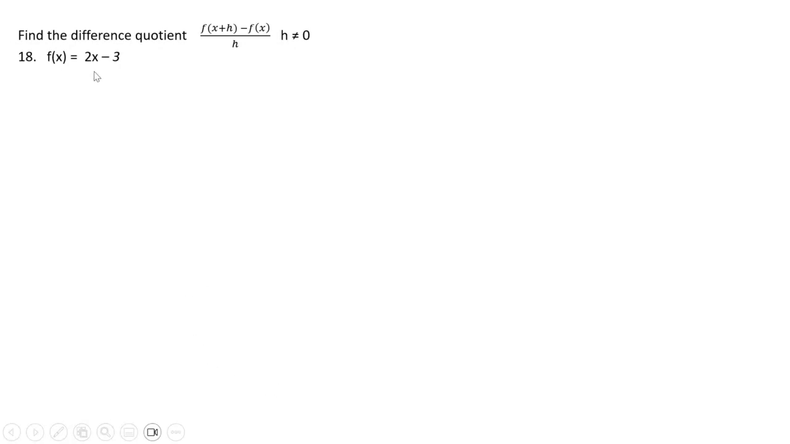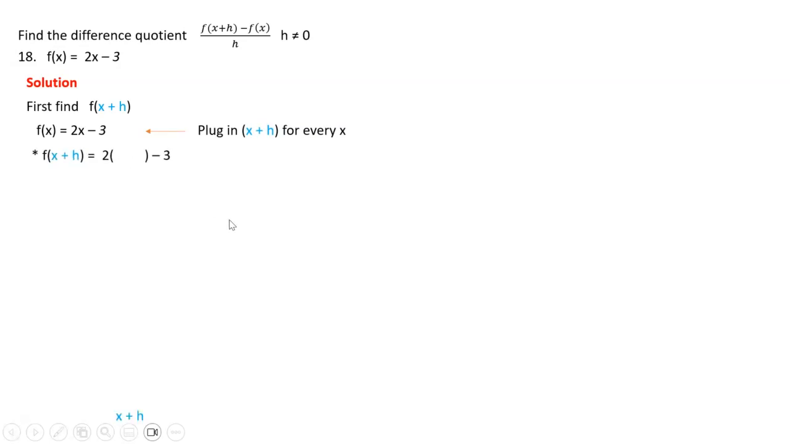Now let's do another one that's much easier. Why is it much easier? Because this one, my function doesn't have a square. It's only 2x minus 3. But let's follow the same procedure. So first I need to find my f of x plus h. So I'm going to plug it in where the x goes. Here it is. Now we distribute. It's going to give us 2x plus 2h minus 3.